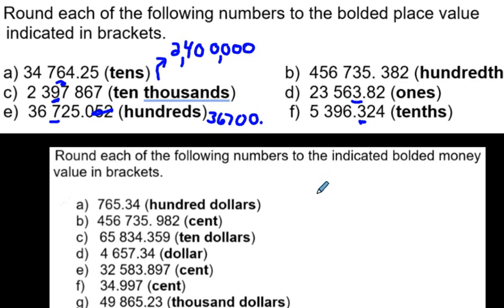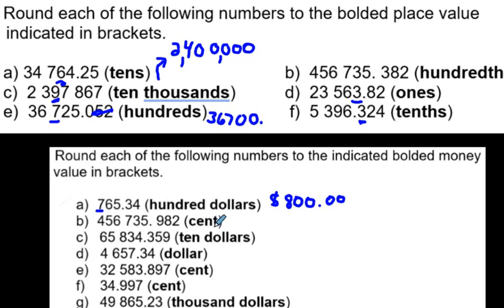Okay? Let's move down here. Round each of the following numbers to the indicated bolded money value. Okay, money. Well, this is actually useful because we all need to know about money. So, $100. Well, that's in the hundreds spot, which is right here. Does that 7 become an 8 or does it stay a 7? You're right. The answer would be, if we were putting it with a money sign, $800. Yeah, there could be 2 zeros put on the end, but it's not really necessary.